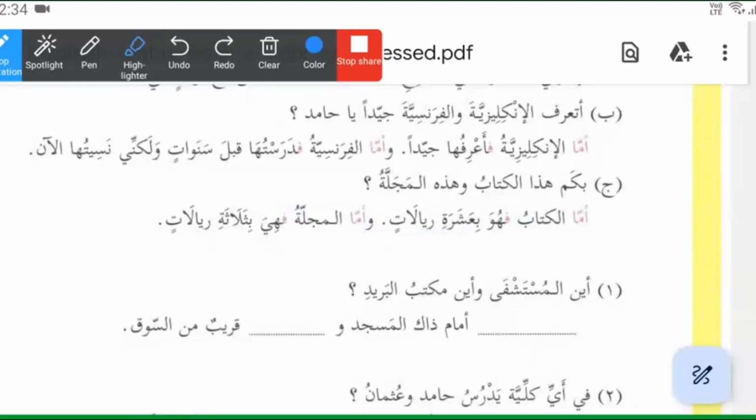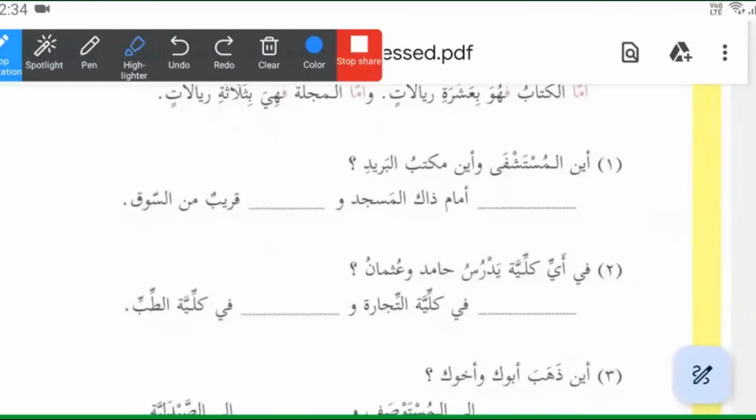Aina al-mustashfa wa aina al-maktabul barid. Where is the hospital and where is the post office? So we will say in answer, amma al-mustashfa fahuwa amama dhakal masjid. As far as the hospital is concerned, fahuwa, it is in front of that masjid.